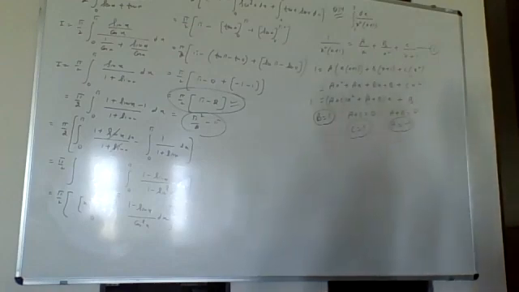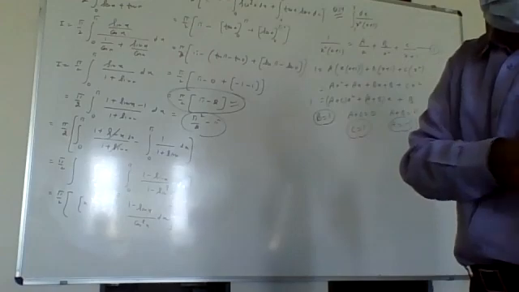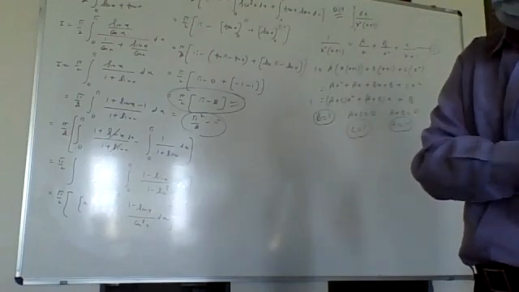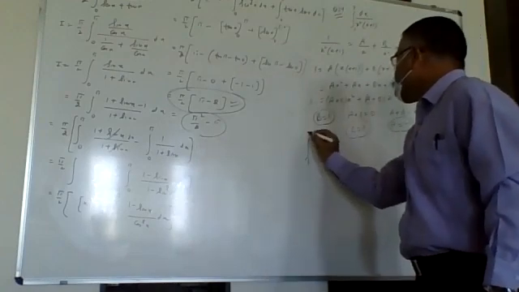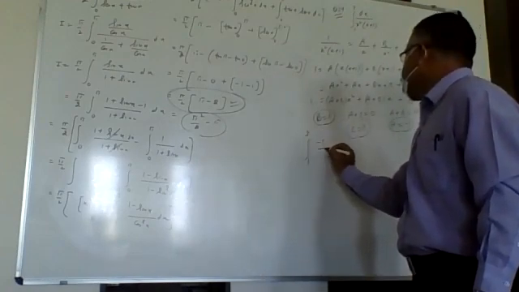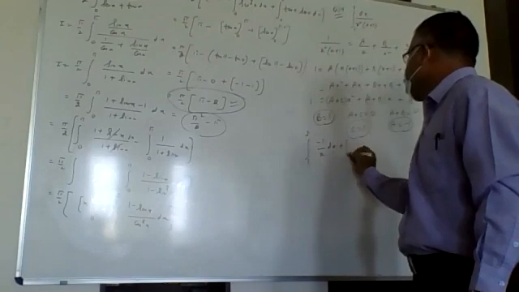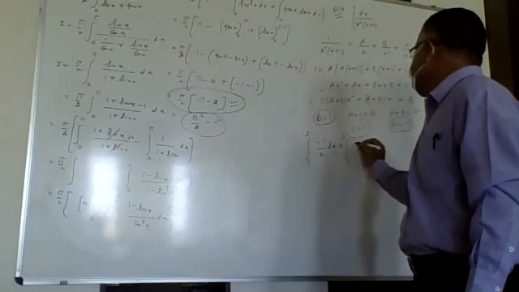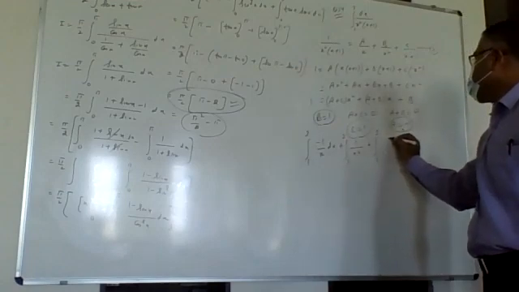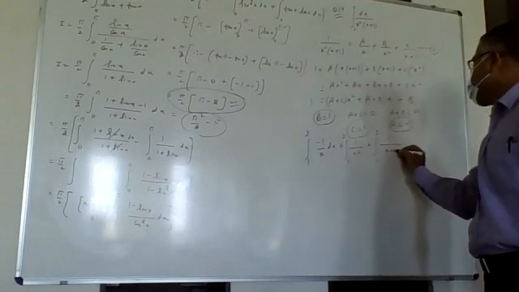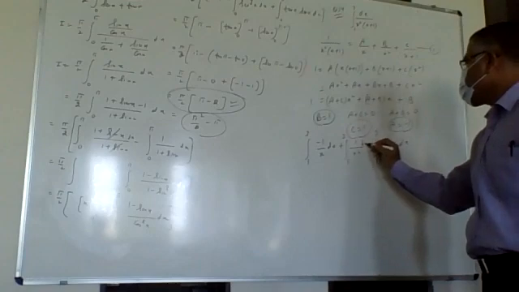Put the values of A, B and C in number 1 and integrate under the limit 1 to 3. So this will become the integral from 1 to 3 of minus 1 by x dx, plus the integral from 1 to 3 of 1 upon x square, plus the integral from 1 to 3 of 1 upon x plus 1 dx. This is the answer.